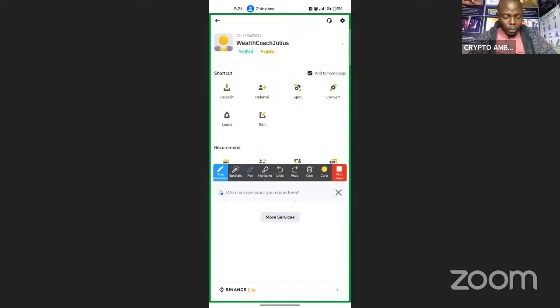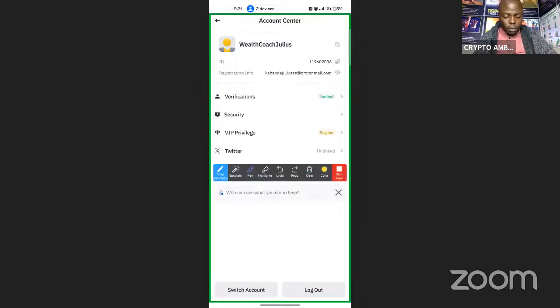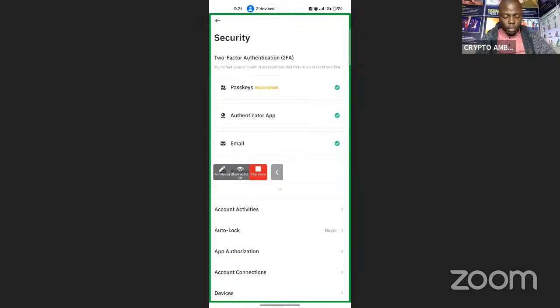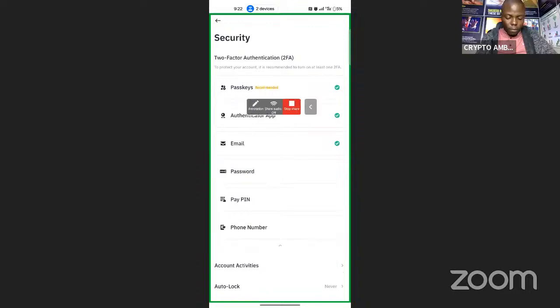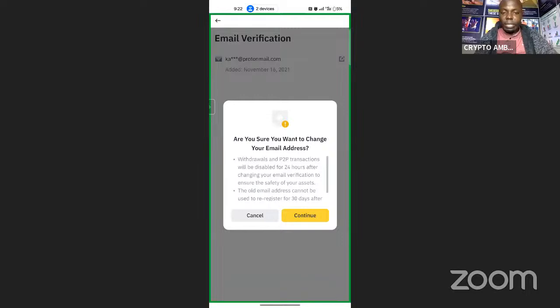So now, when I tap on the home icon, I basically now tap up here on this arrow, then I come here on security. When I reach security, I recommend the following. Me, I use passkeys, I use an authenticator, I use email. You can have several, but the most important part for me is the email. Come here on the email, tap on this pencil, and change your email address.